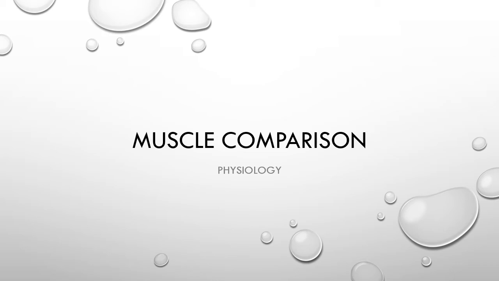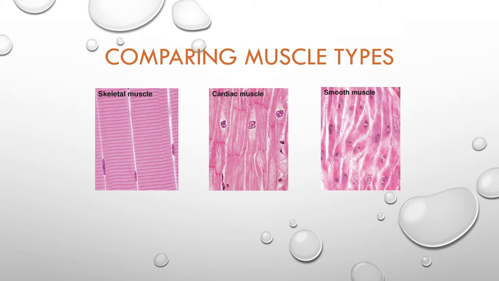Welcome back. Now that we've seen the differences between muscle cells, between our cardiac muscle, our heart, our skeletal muscle, and the smooth muscle, now we need to take a little bit of a look at how they're actually controlled and a little bit at the differences in their physiology, not just what they look like.